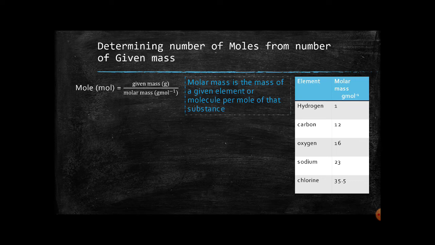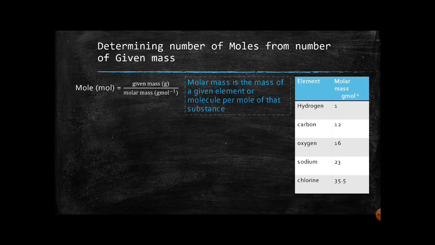Same is done here. We have the mass of the entire substance that we have weighed out, but if we know the mass for 1 mole of this substance, then we can divide the given mass to tell how many moles are actually present.